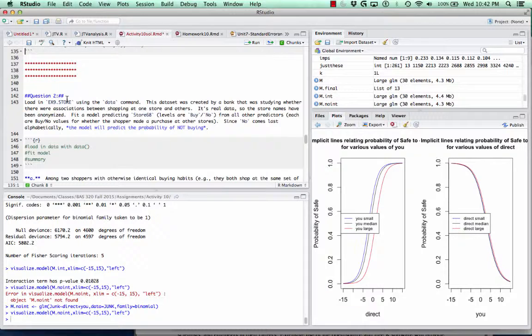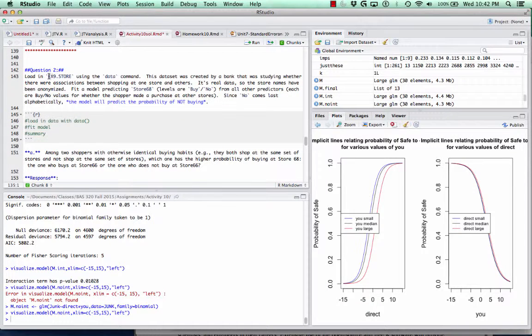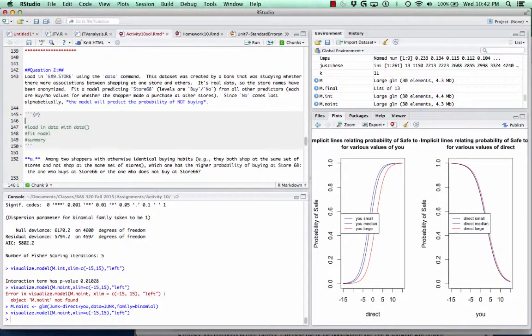Okay, so question 2 changes gears, and we're going to look at the X9 store data frame. So I'm going to load that up.